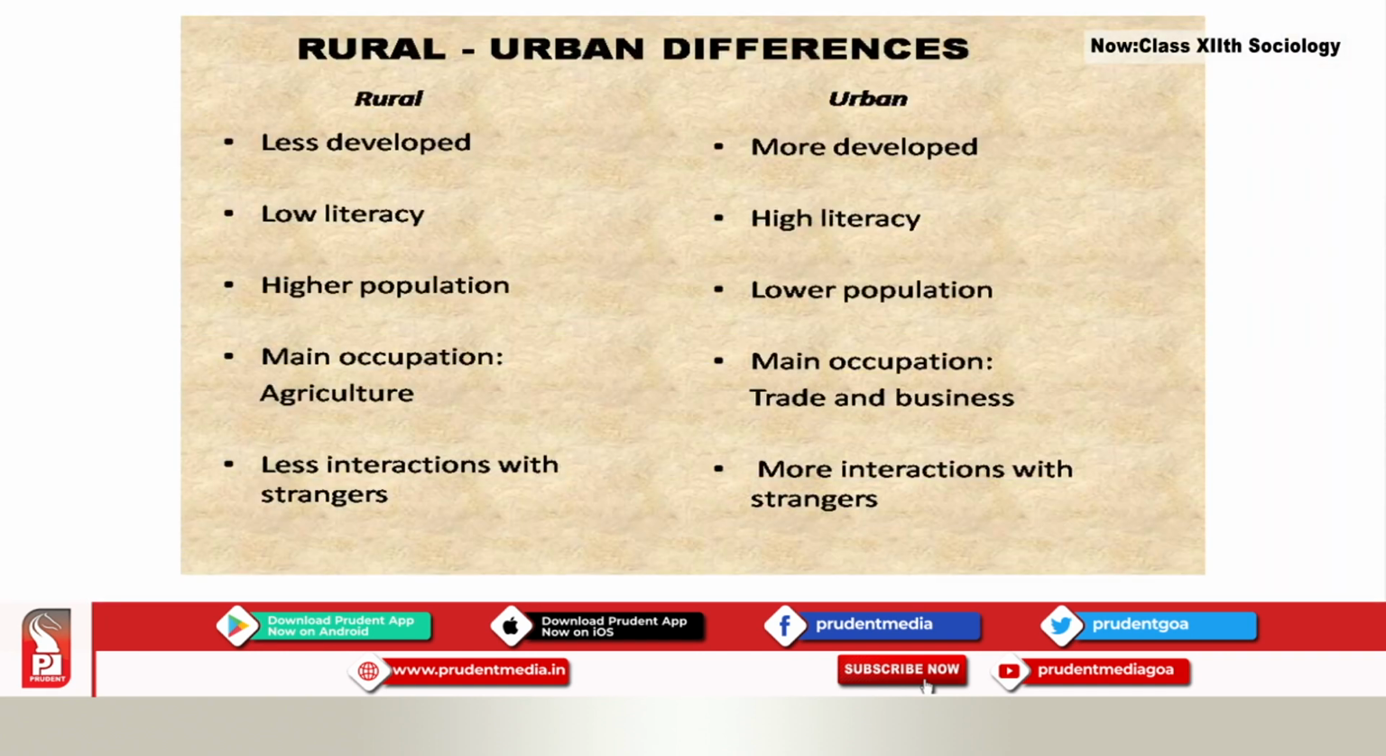We have maximum population, 80% of people, living in the village area, and that is why in rural areas we have high population, whereas in urban areas only 20% of people in India reside, and we have low population in the urban areas.